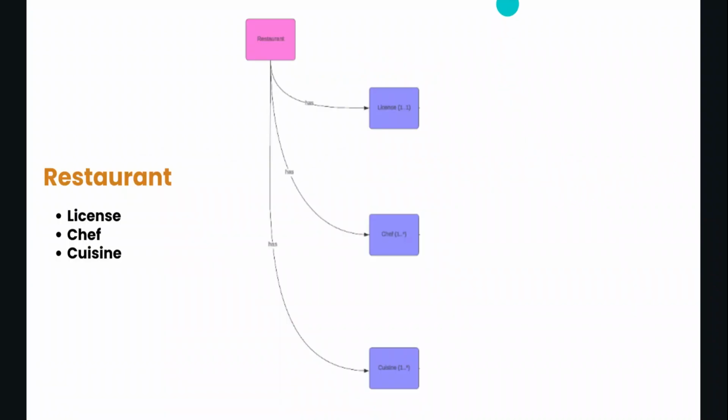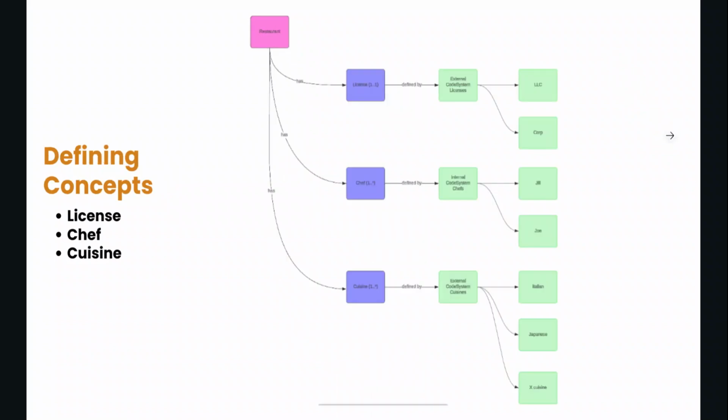So I'm going to use an example here of a restaurant. We want to profile this concept of a restaurant. Within a restaurant, we have three concepts. We want to think about a license, like a business license, like an LLC or corp. You have a set of chefs that cook your food. You have the cuisines that you will serve, but you don't serve all the cuisines, so you serve a subset of cuisines. We want to profile this, and we have to use code systems and value sets to do that. So here are the concepts: license, chef, and cuisine in a restaurant.